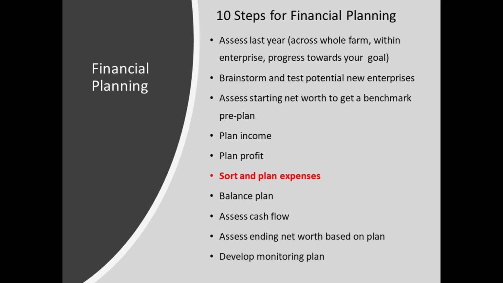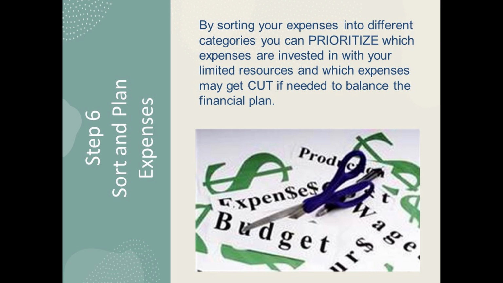Now, we need to sort and plan expenses. Under the new formula, where income minus a profit you need or you want equals expenses, we have to figure out what those expenses are and find out whether they are too large or if there's areas that we can cut. By sorting your expenses into different categories, you can prioritize which expenses you are invested in with your limited resources and which expenses may be cut if needed to balance the financial plan.